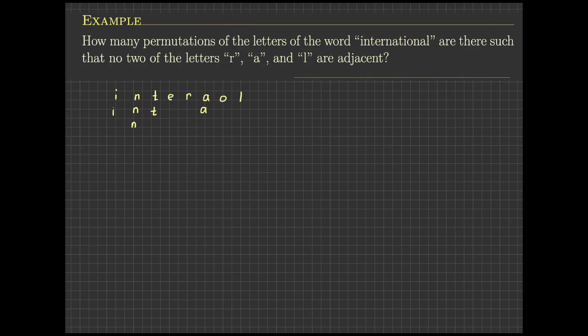Okay, but you see that the constraint is on L, A, and R. They are not supposed to be adjacent. None of them is supposed to be adjacent. So what should I do? I take L, A, and R out. Okay, so how many letters are left for me? 9. Okay, so how many locations do I need?